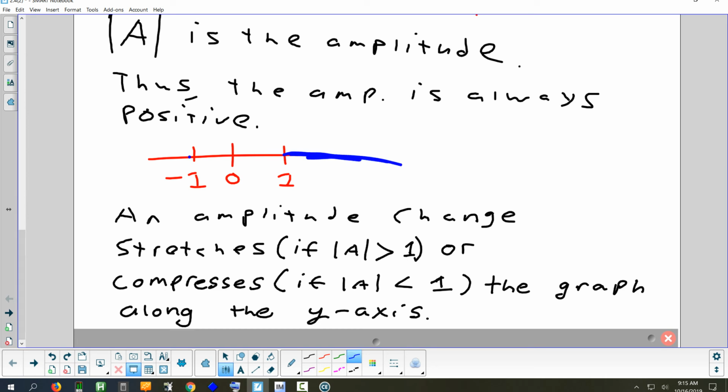Anything in the blue zone is going to cause your graph to stretch. With the blue zone on the left, you're also going to get a flip because it's negative. But anything in the blue zone causes stretching. Anything in the green zone, between -1 and 1, is a compression. On the left side of 0, in the left part of the green zone, you're going to get a flip too because it's negative. But that's when you stretch and compress.